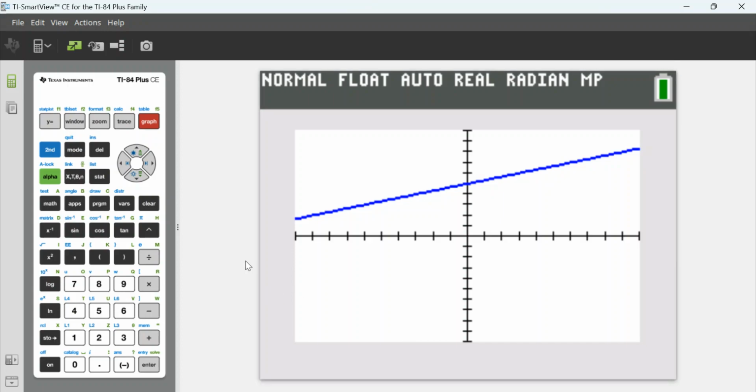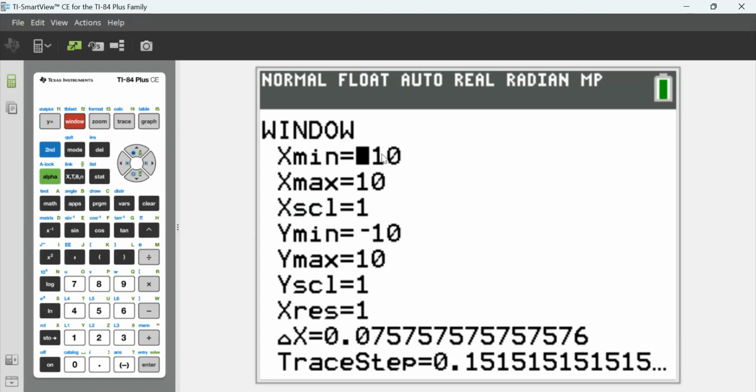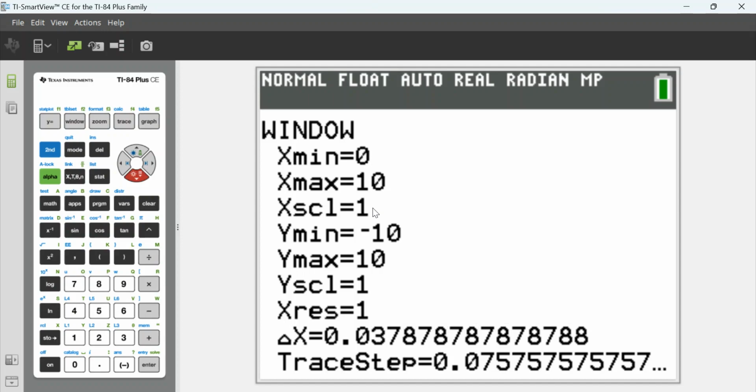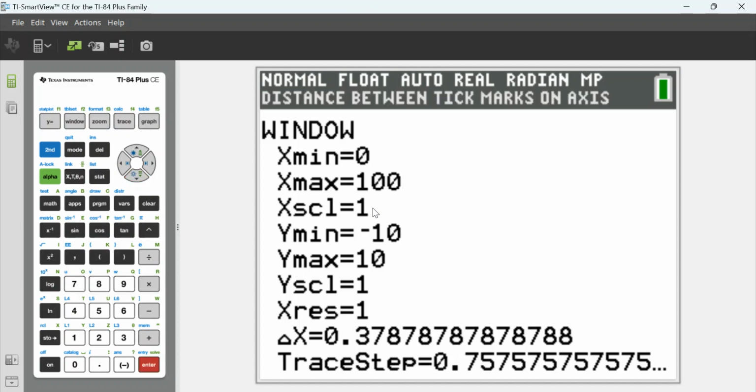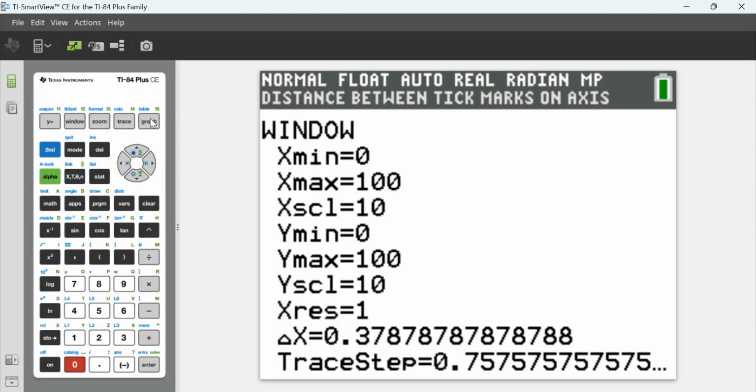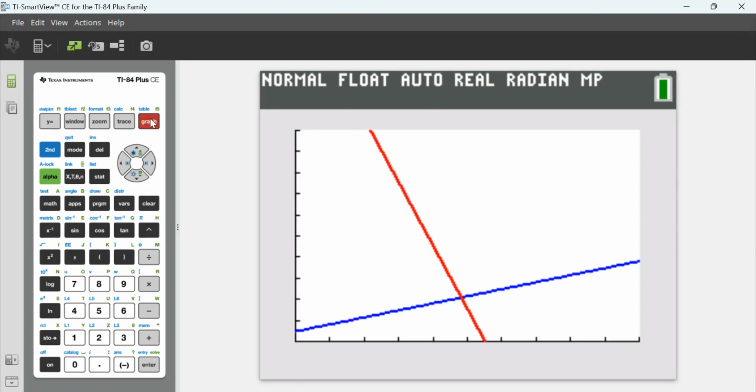To change that, we can go to the Window button and adjust our minimum, maximum, and scale values for both the x and y axes. Choose what fits your data best. I know that I want the x-axis to go from 0 to 100 and count by tens. And I also want the y-axis to go from 0 to 100 and count by tens. The last couple of settings you probably won't need to change. So now if I go back to graph, I have my two lines.